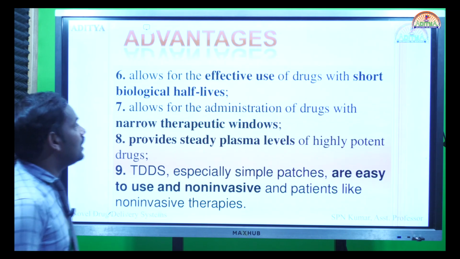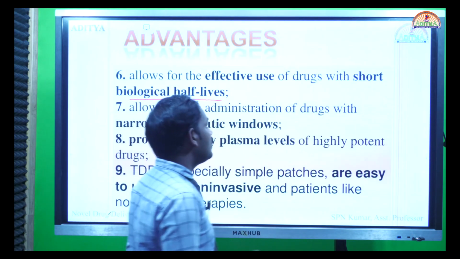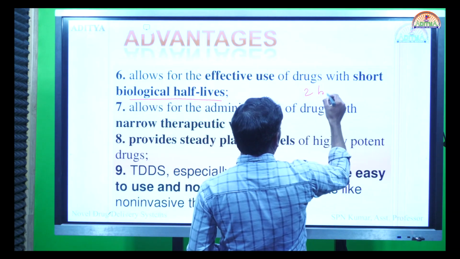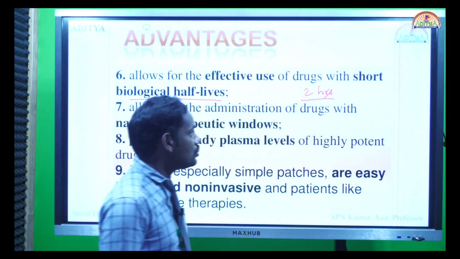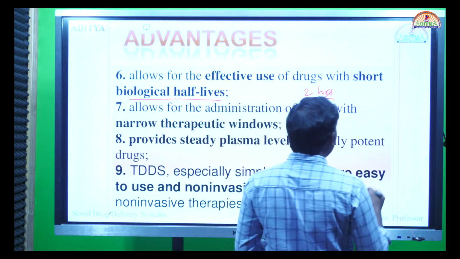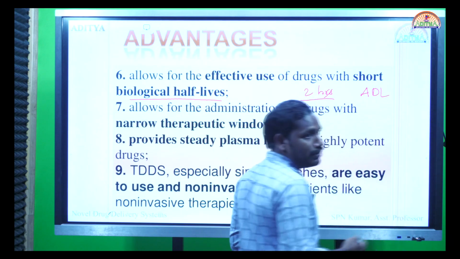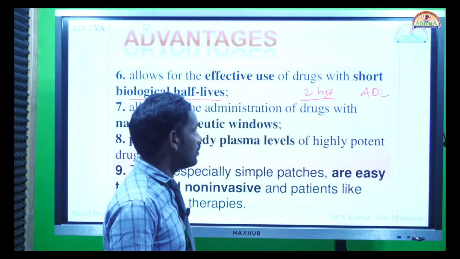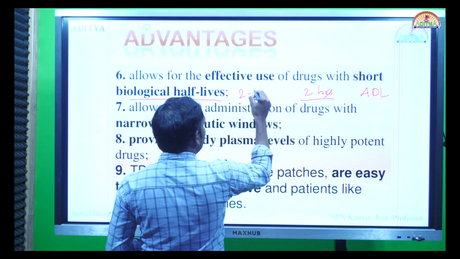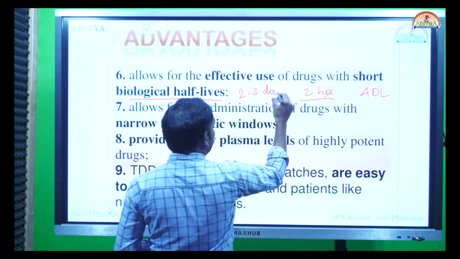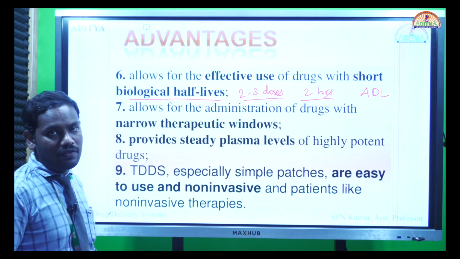It allows for the effective use of drugs with short biological half-life. Suppose there is a drug whose T-half is just 1 or 2 hours. That means every 4 hours the patient needs to take the drug, which not only causes discomfort to the patient, it may also affect the activities of daily living. The patient may feel interrupted due to repeated administration of the tablet. Hence we can provide a patch which consists of 2 to 3 doses at a stretch, such that once it is applied on the body, it shows its drug release all throughout the day without any discomfort.